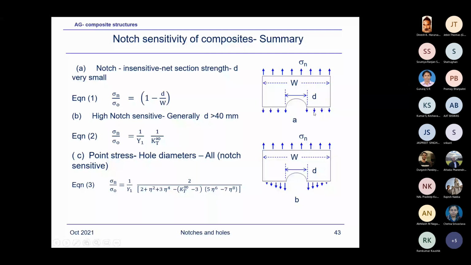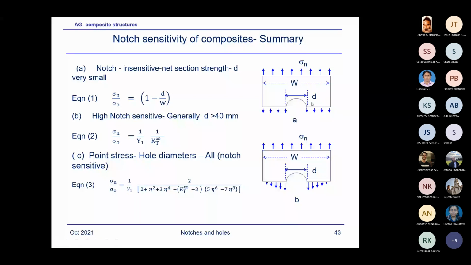So this is notch insensitive. We call net section strength, given by sigma n by sigma naught equal to 1 minus d by W. That is net section failure, the general yielding criteria, which you can see in metals like aluminum, a very ductile material.